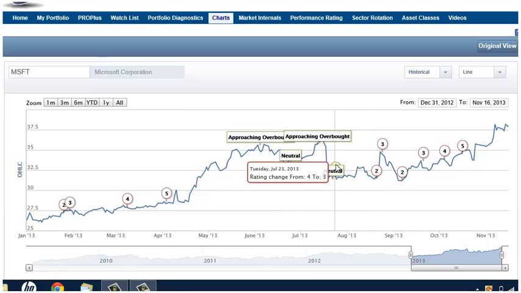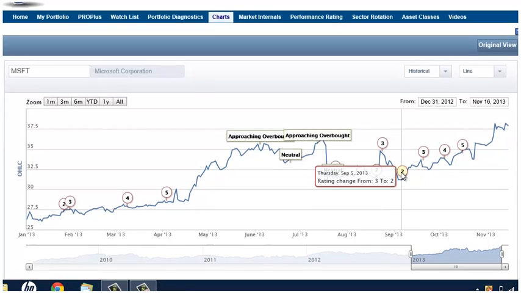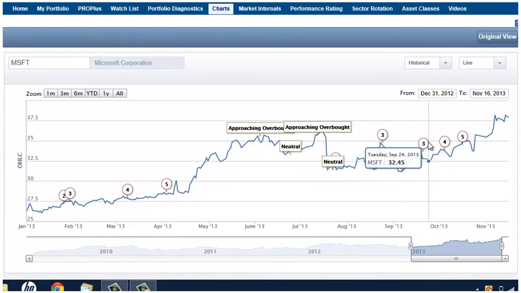Now, you can see here it was downgraded to a 4, and then downgraded to a 2, back to a 3, back to a 2. So this gyration back from a sell to a hold to a sell, there's no opportunity here. Then we go back to a 3. I wouldn't take a position here. You had a lot of gyration.